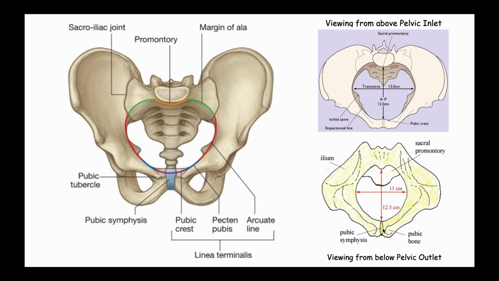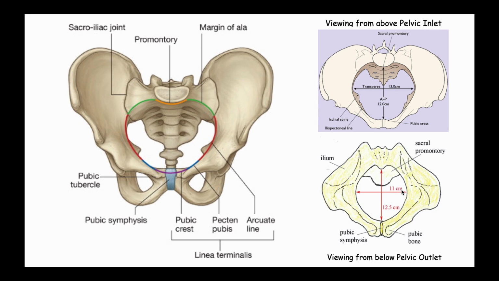Now, as you can see, the narrowest diameter for the fetus to pass through is the pelvic outlet, which is only 11 centimeters wide, as you can find over here. It is difficult to see from this, but the fetus has to rotate in order to pass through the birth canal. This is because the pelvic inlet is 13 centimeters wide, whereas the outlet is only 11 centimeters wide over here.